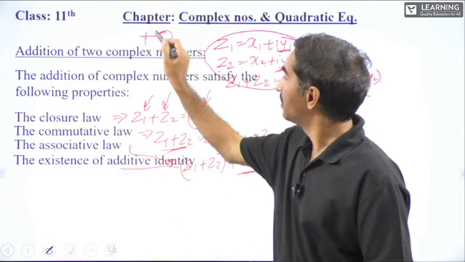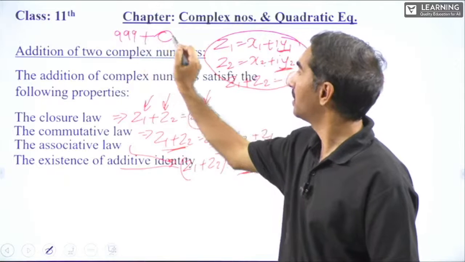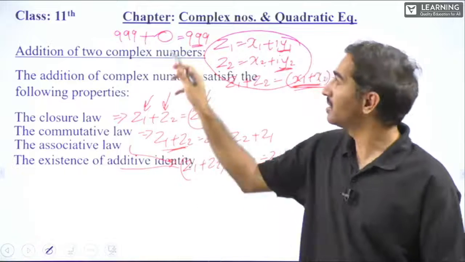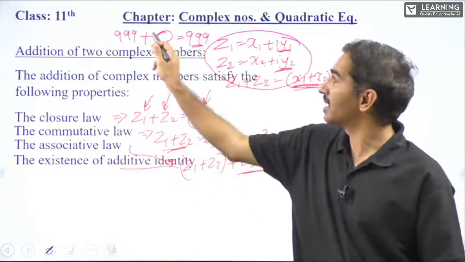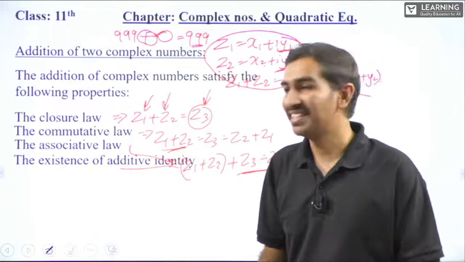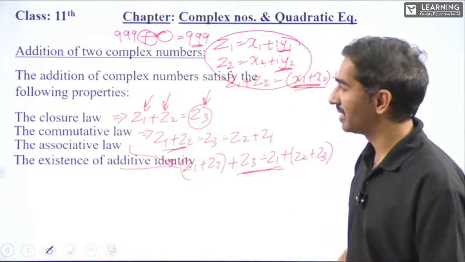To 0 you add any number, say 999. So 999 plus 0 will be equal to 999. Correct? So what is 0 called? 0 is called additive identity. Got it? Moving on to the next one.